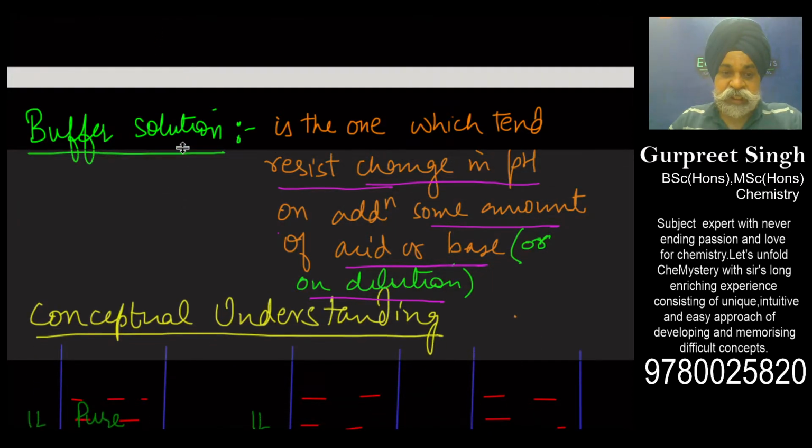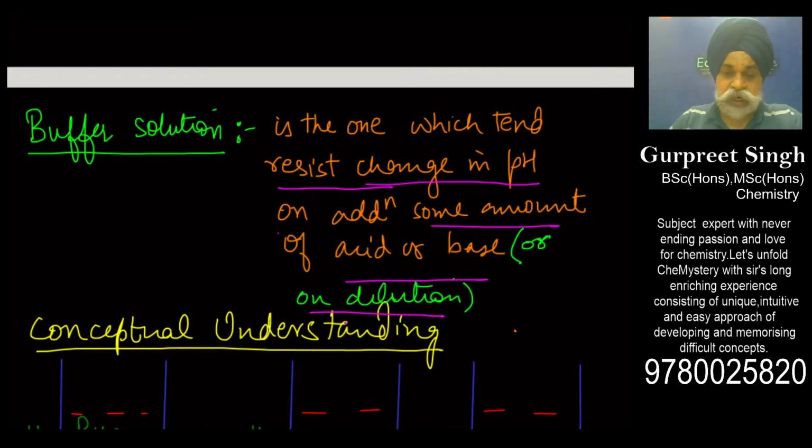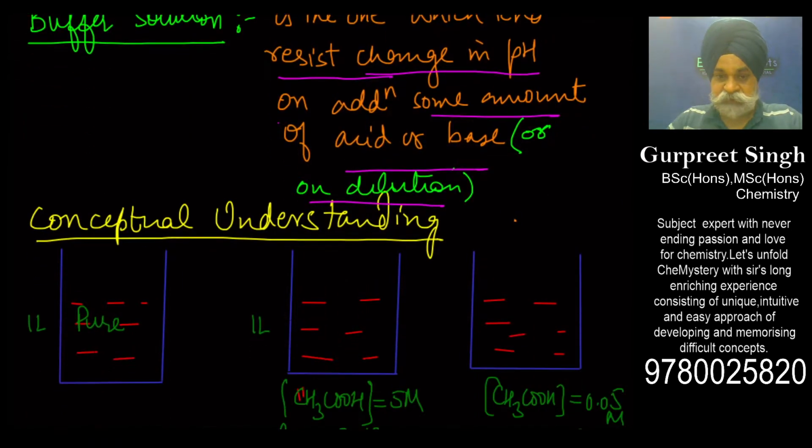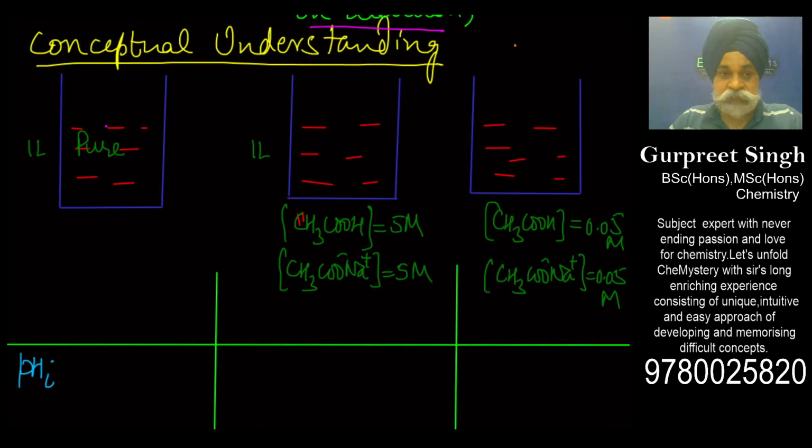Buffer is, if I have to explain the conceptual understanding of this point, what do I mean by buffer? First let me explain it like this. Say for example, I have taken three cups, A, B, C, three solutions, and in the first one there is pure water. So if it is pure water, we will say its pH is 7 to begin with.